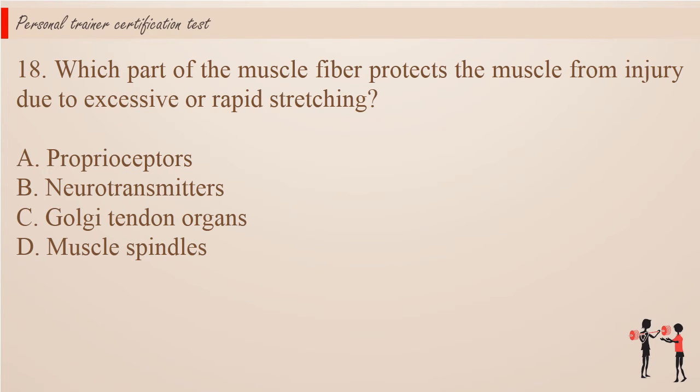Question 18. Which part of the muscle fiber protects the muscle from injury due to excessive or rapid stretching? A. Proprioceptors. B. Neurotransmitters. C. Golgi tendon organs. D. Muscle spindles.